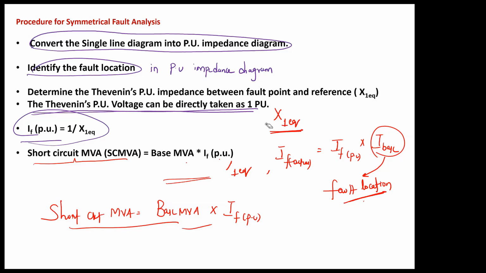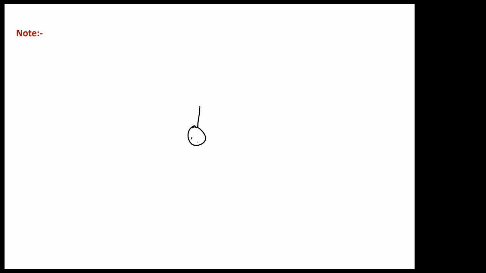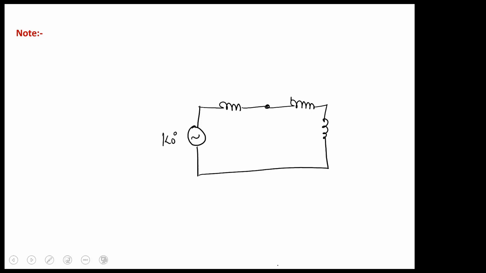So why are we taking the Thevenin's voltage as 1 per unit? Because the pre-fault condition is a no load condition. That means before the fault the system is not carrying any current. Just for your understanding, let me take a simple diagram. Suppose this is my Thevenin's impedance diagram. This is the fault location. This is 1 at an angle 0. Let us call this J1, J0.5 and J0.5. Okay, so this is the per unit impedance diagram.